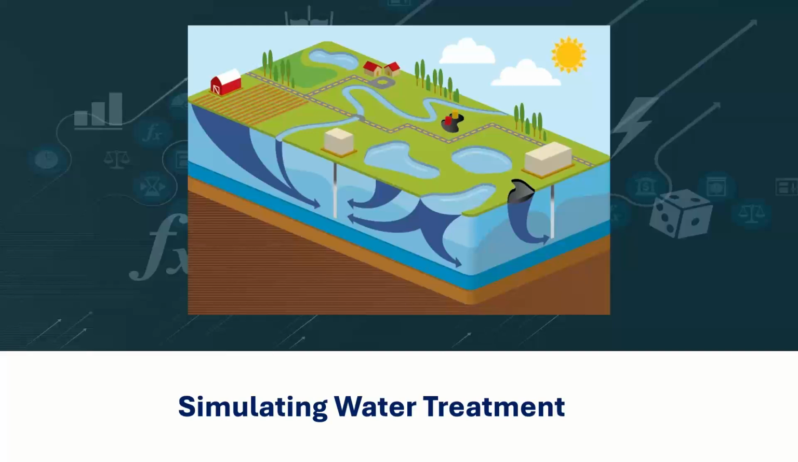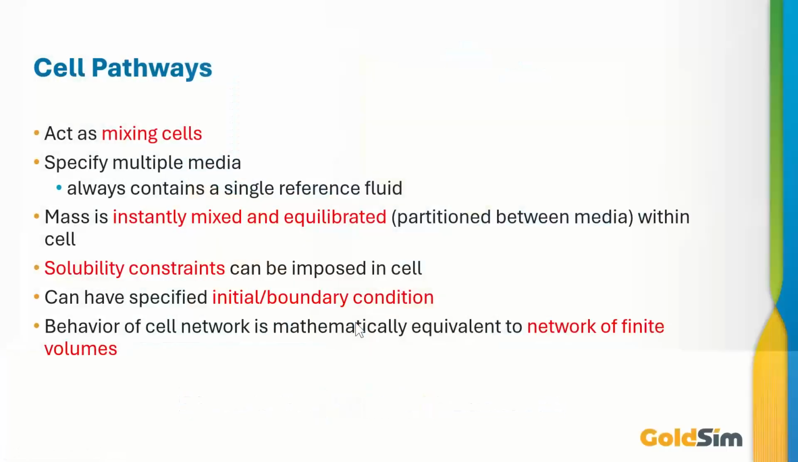Okay, so with that brief background, now we're going to zoom in and we're going to talk about water treatment. How would we want to simulate water treatment? And the way we're going to simulate water treatment is we're going to use these cell pathways. So an important property of cell pathways, they act as mixing cells. So that means the cell pathway has one concentration. Everything within that pathway is mixed and it has a single concentration. You can put multiple media in a pathway.